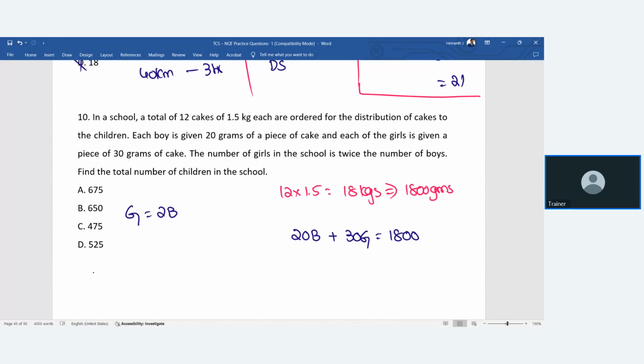Now the total number of children is nothing but boys plus girls. Then girls can be replaced as 2 boys. Then 2 boys plus 6 boys, 8 boys. 1 girl equal to 2 boys. Here 6 boys, already 2 boys. 8 boys is equal to 180. Okay, boys are nothing but how many? We want an integer only.